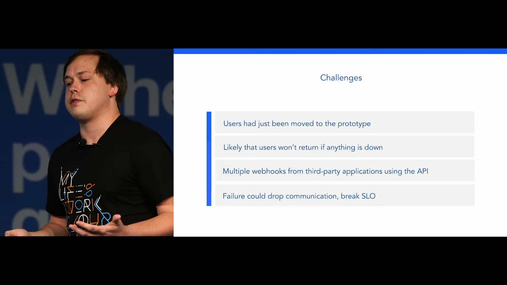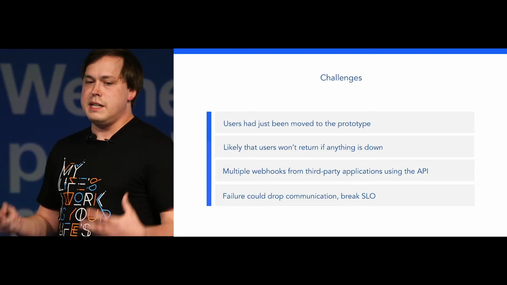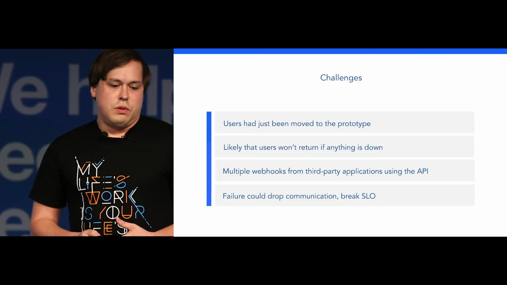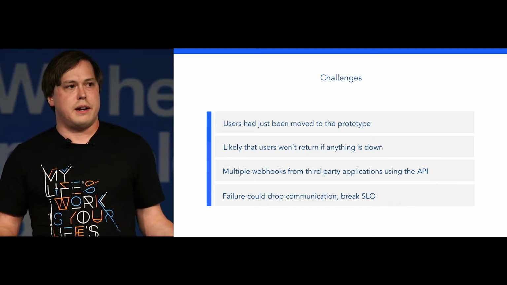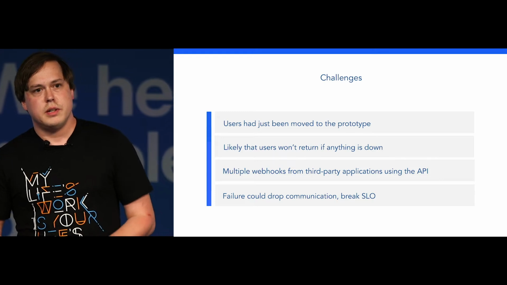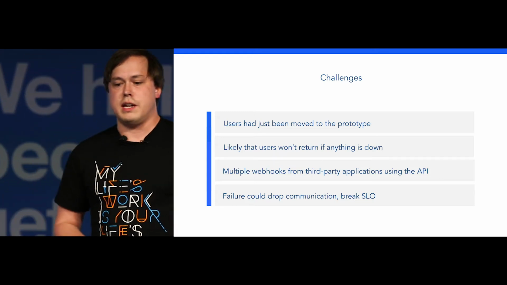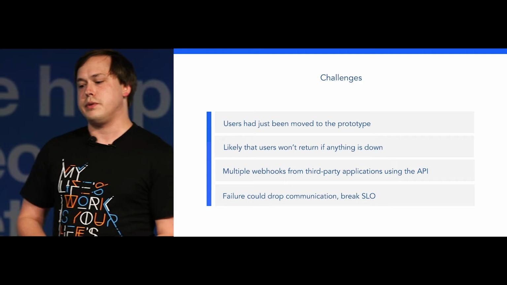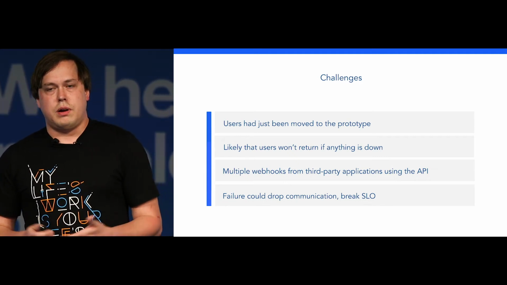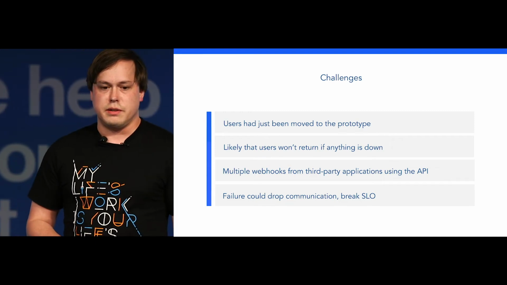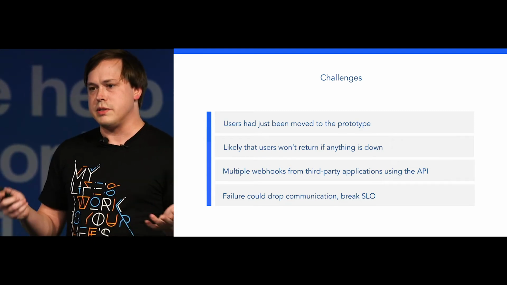We had multiple webhooks from third-party applications that needed to be responsive. One of them was a bit resilient in that it could retry if it got an error or a non-200 response code, but one of them facilitated real-time communication. And if that stopped, then we would definitely break our service level objective of all of our customers being able to contact job seekers through some obfuscated means.